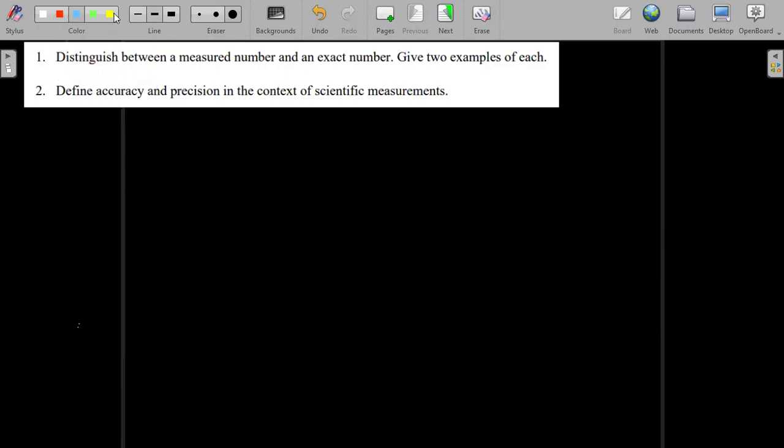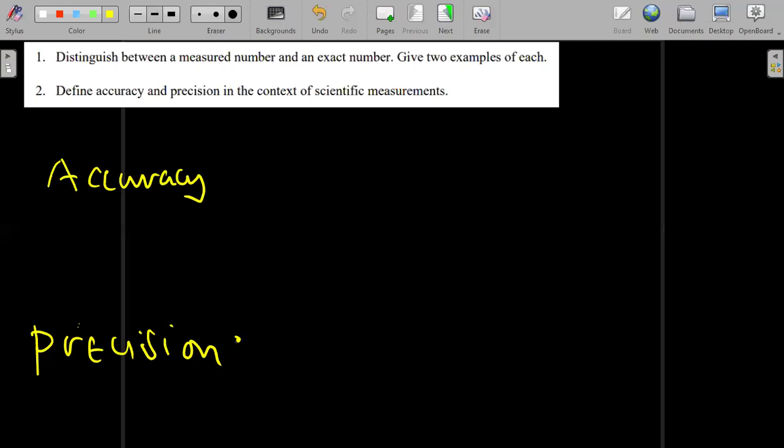All right. Now let's look at question 2. They're saying define accuracy and precision in the context of scientific measurements. These are very important concepts that you need to learn when you are doing chemistry, especially for you guys who are going into the medical field. You will be using accuracy and precision almost everywhere.